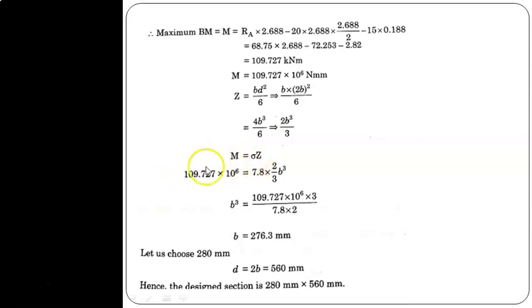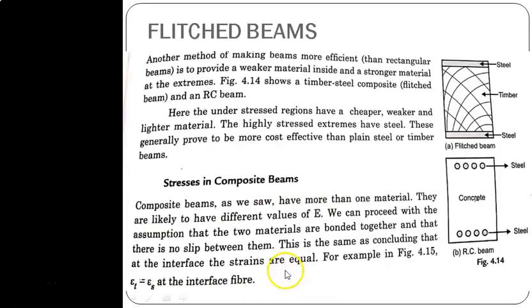Now M, the maximum bending moment, has been found in this case as 109.727 kN meter. It is converted to Newton mm by multiplying with 10 power 6, which is equal to 7.8 into sigma. That value is given as 7.8, and Z value is 2b cube by 3. Now from b cube that we got, and the relation D is equal to 2b, we can find D is equal to 560 mm. This is the size of the beam required. Like that we can design by knowing all these values.